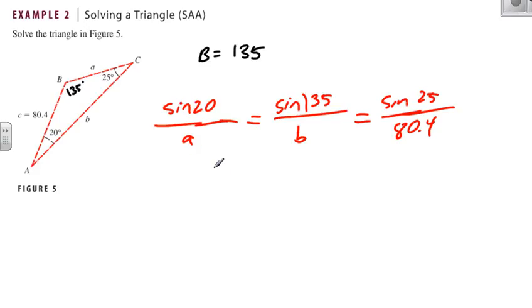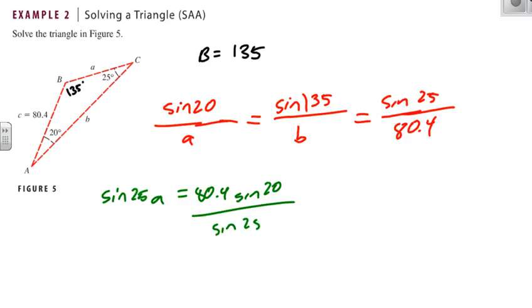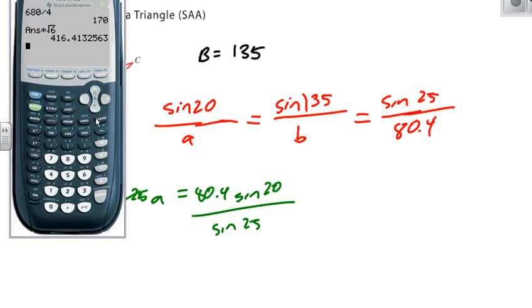So let's go ahead and solve for a first. So we have sine of 20 times a when we cross multiply. Sine 25 times a equals 80.4 times the sine of 20. So divide both sides by sine 25. 20 and 25, those weren't important numbers. We never memorized those. Those weren't on the unit circle. So let's just type it in.